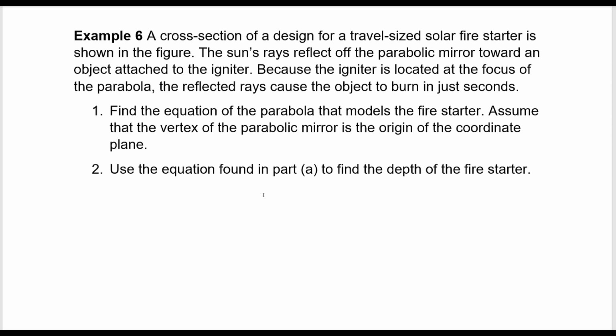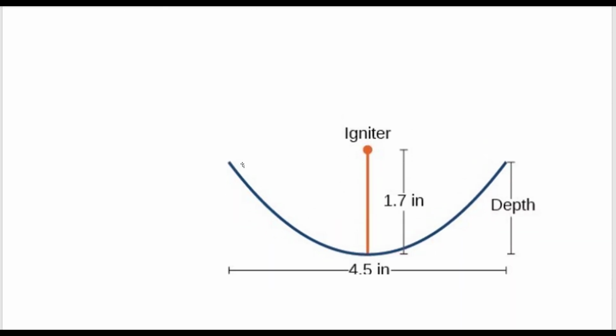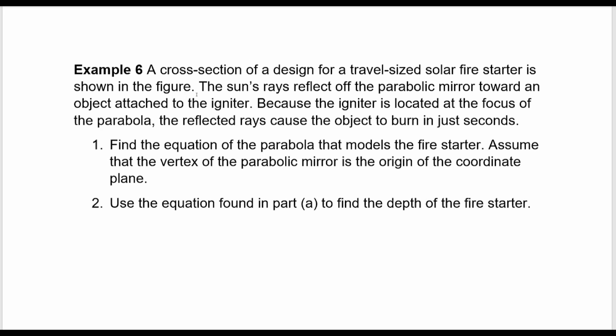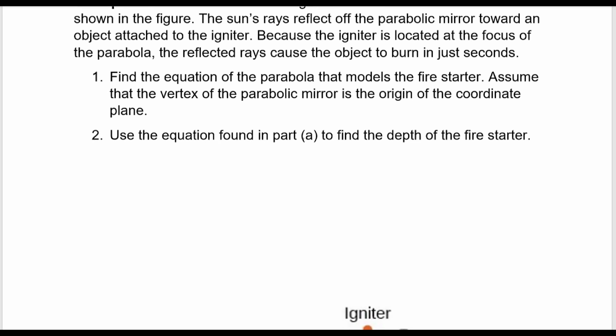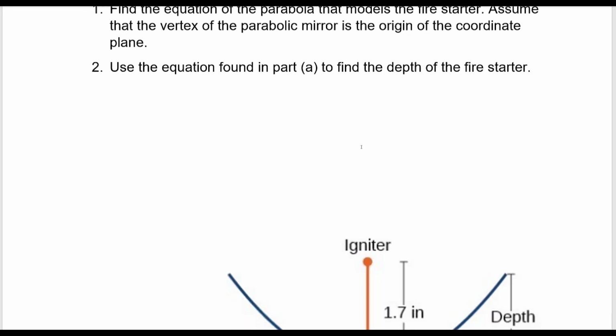So for example 6, here's the image down here. A cross-section of a design for a travel-sized solar fire starter is shown in the figure. The sun's rays reflect off the parabolic mirror toward an object attached to the igniter. Because the igniter is located at the focus of the parabola, the reflected rays cause the object to burn in just seconds. Find the equation of a parabola that models the fire starter. Assume the vertex of the parabolic mirror is the origin of the coordinate plane. And then use the equation found in part A to find the depth of the fire starter.